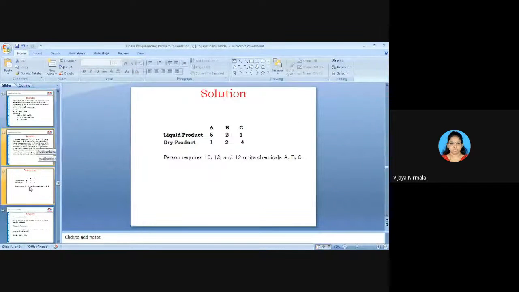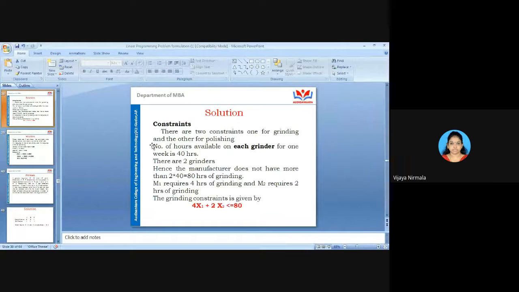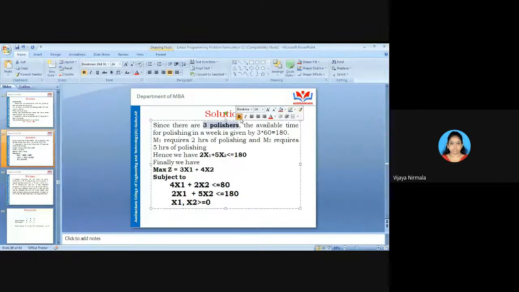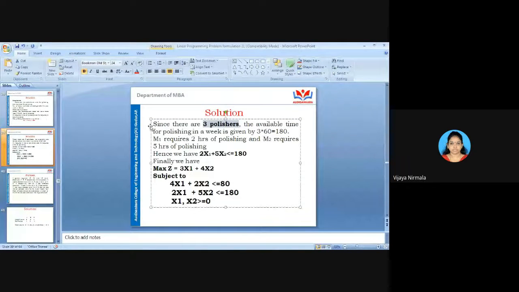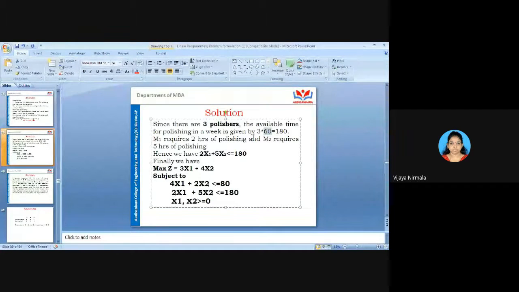Next, the next constraint is for polishing. How many polishers are there? We have 3 polishers. This is mentioned in the question itself. And the available time for polishing in a week is 60 hours. So 3 polishers, 3 into 60 is 180.